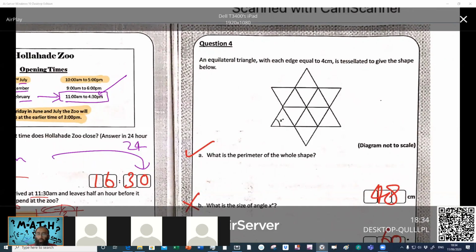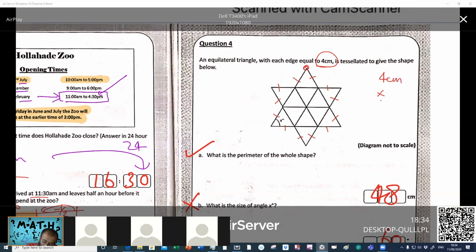Okay, you got this question right. And so what did you do? Explain. So I did. They say on the top an equilateral triangle, with each side equal to 4 centimeters, is tessellated to give the shape below. So I did 4 triangles.